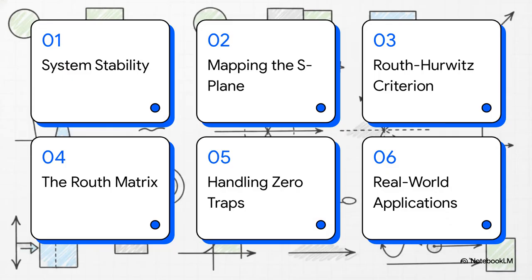Here's our roadmap for today's explainer. First, what is system stability? Second, mapping poles on the S-plane. Third, the Routh-Hurwitz criterion. Fourth, building the Routh matrix. Fifth, handling the zero traps. And finally, number 6, real-world applications.